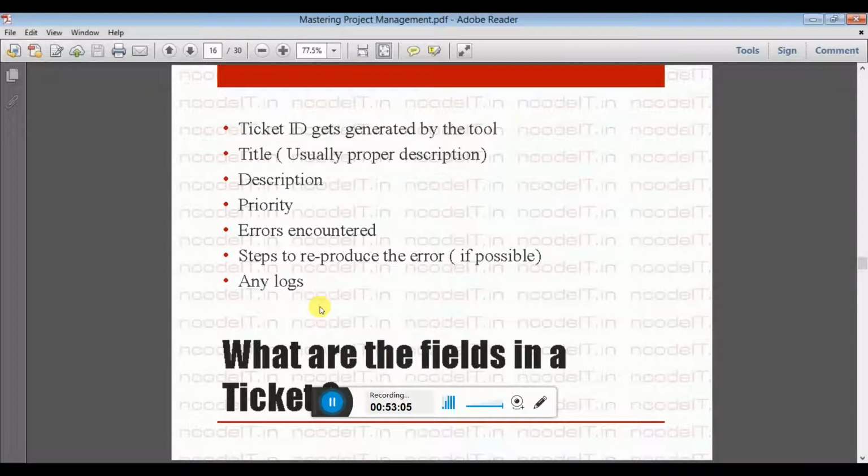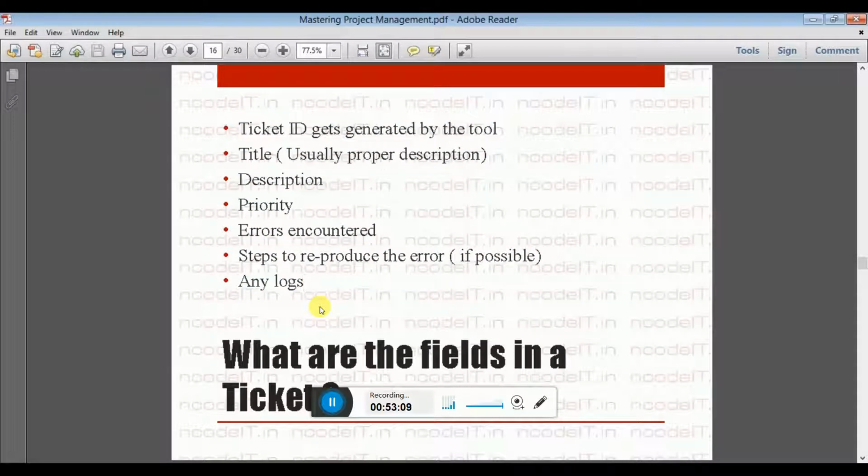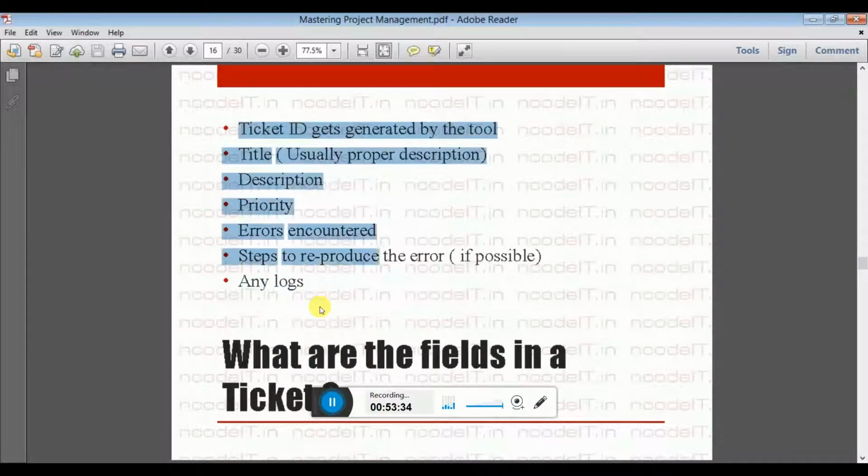Now in a ticket, these are the things you will have. You will have a ticket ID, which is generated by the tool, a title, and a description. The priority is important, which is P1, P2, P3. Did you encounter any errors, and what are the messages related to those errors? How can you reproduce the problem? It's not always possible to reproduce a problem; if it is, you can actually see it. Any logs that you have, you will put in there. These are the fields in a ticket.